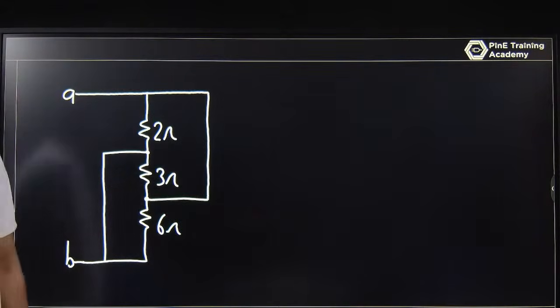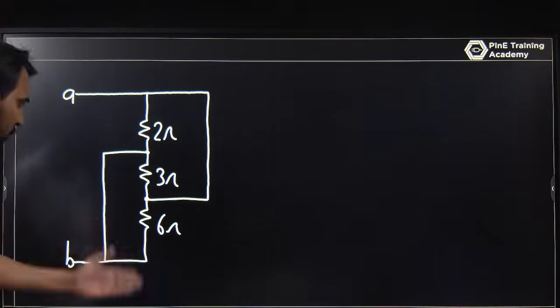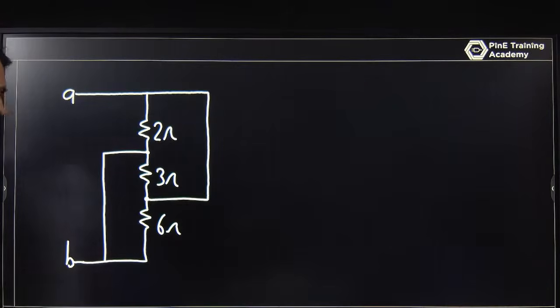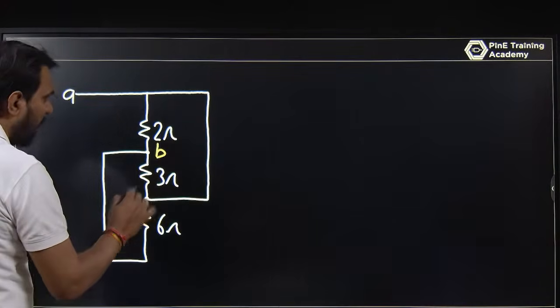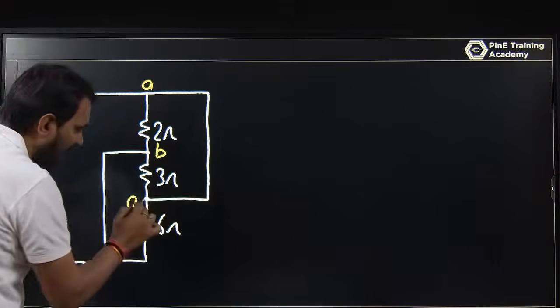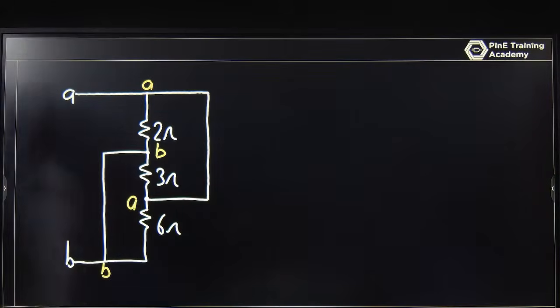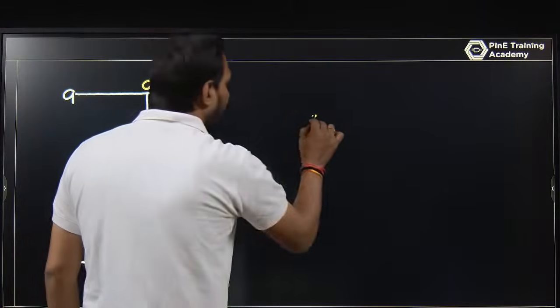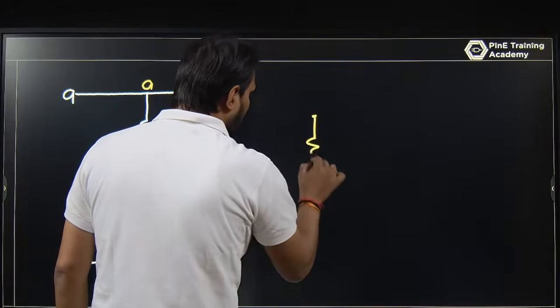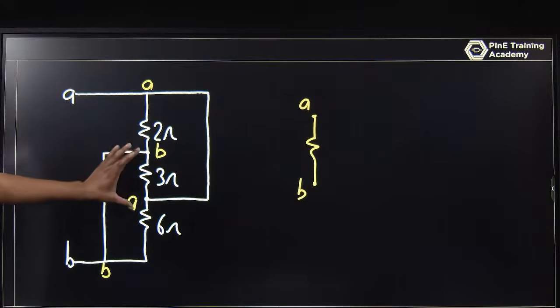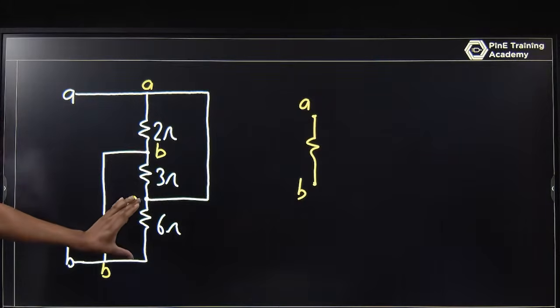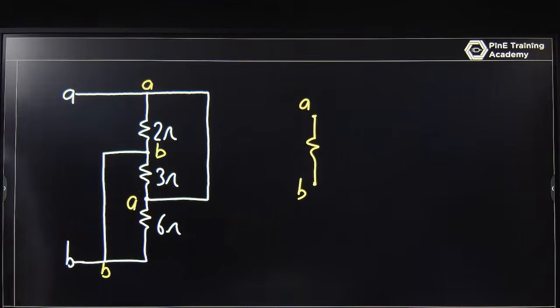Okay, solve this question where you have A and B, and in this A and B you will find what is RAB. So I am writing it in this way. You have B here and you have A here. Of course, this A is connected with A here and this B is connected with B here. So if you look at A and B, from A to B you have a 2 ohm, A to B you have a 3 ohm, A to B you have a 6 ohm. There is no short circuit path there.